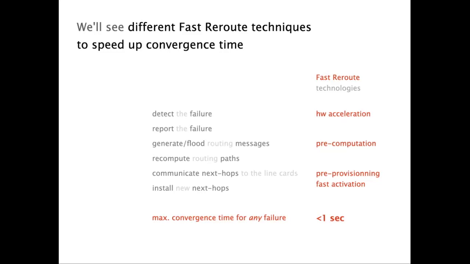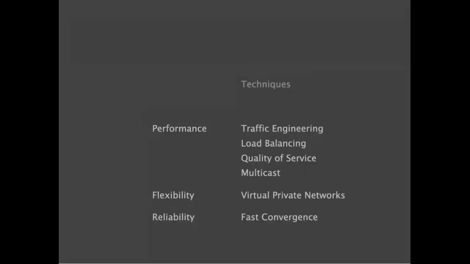So here as well, we see that pre-computation usually goes hand in hand with pre-provisioning, and we see different techniques to activate the backup state that we have pre-provisioned. So we see all these kinds of techniques that are used, again, in production environments all the time. That's the state of the art, if you want, in fast reroute technologies. So that's the plan of the lecture. You can see, I hope, interesting techniques to improve the performance, the flexibility, and the reliability of large-scale network infrastructure.